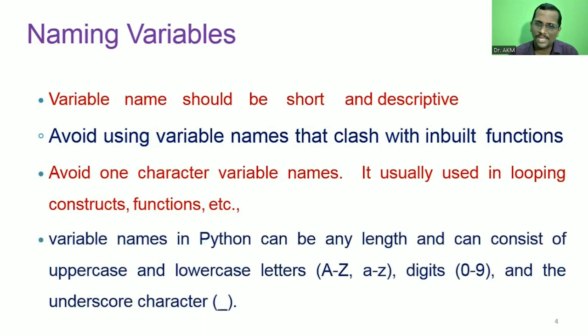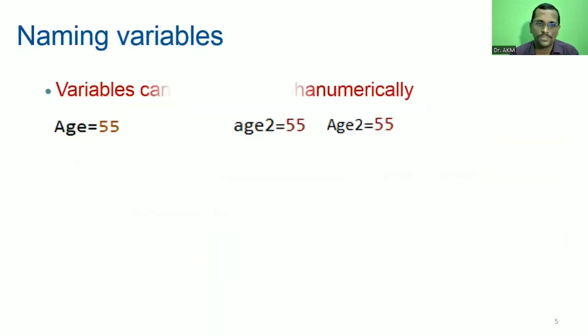Variable names in Python can be any length and can consist of uppercase and lowercase letters, that is capital A to Z, small a to z, digits 0 to 9, and the underscore character. Only these are included while giving the variable name. For example, the variable name may be alphanumeric, alphabets and numerics, as in age, capital AGE, or age2. The variable name may be a combination of both.